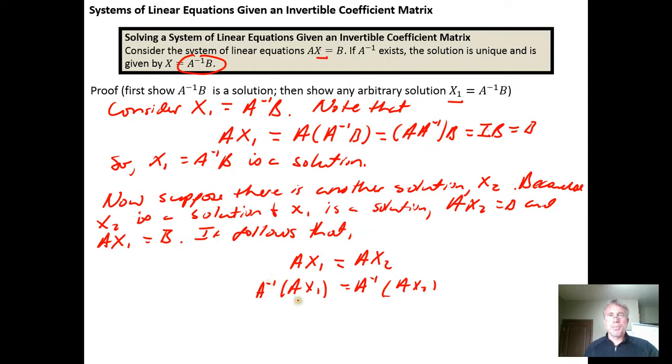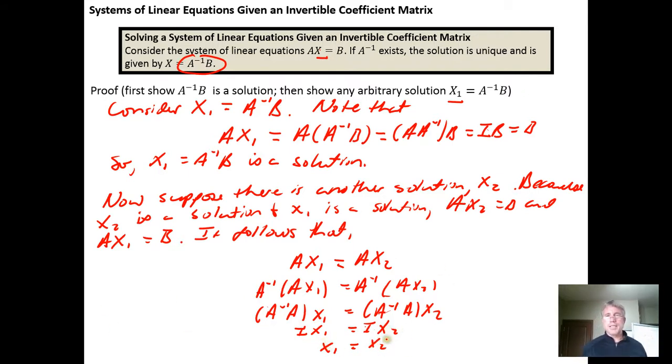And we know that matrix multiplication is associative, so we can regroup these. And A inverse times A is going to give us the identity matrix. In both cases, we'll get identity matrix times x sub 1 equals identity matrix times x sub 2. But when we multiply a matrix times its identity matrix, we just get x sub 1. Identity matrix times x sub 2, we just get x sub 2. And because x sub 1 is x sub 2, we know that the solution is unique.